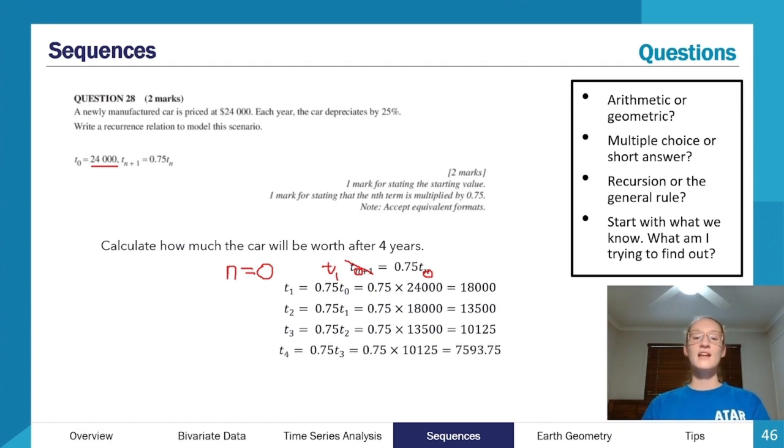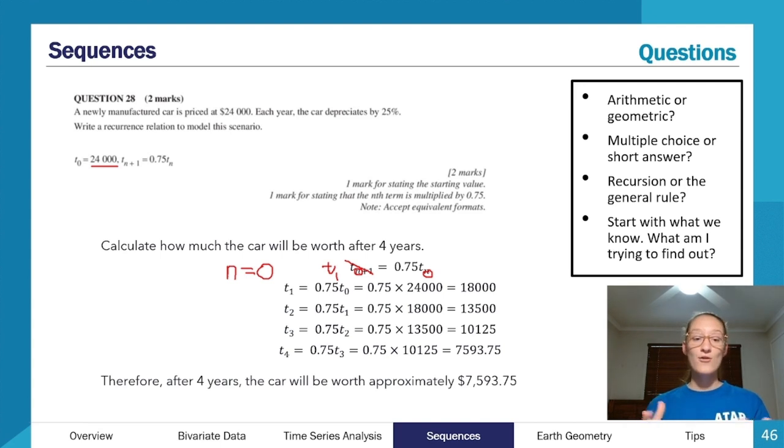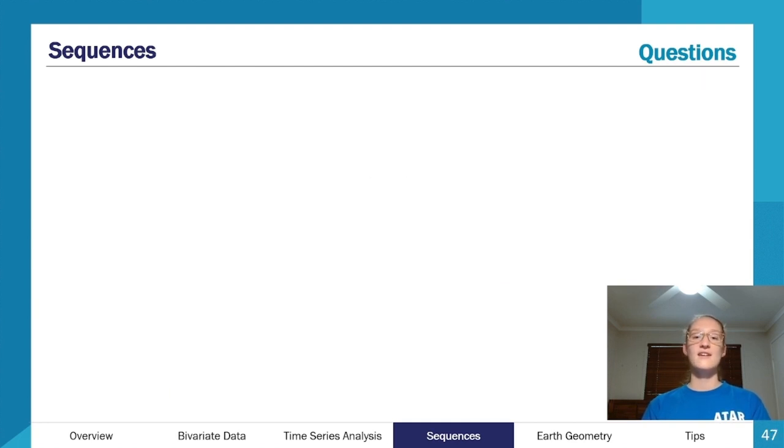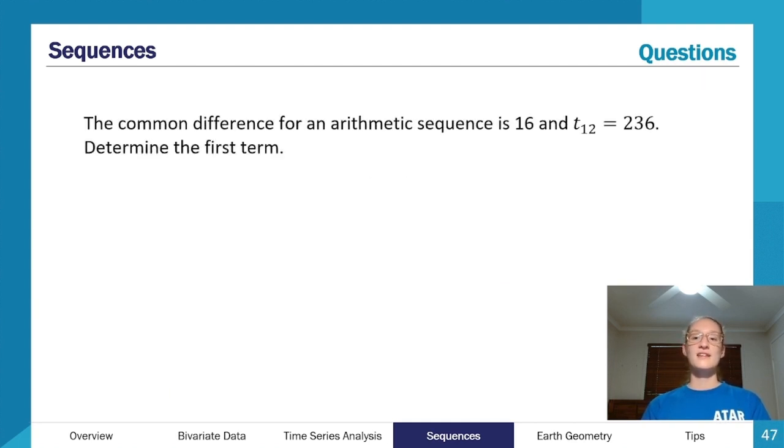We apply the rule again, we apply the rule again, and now we've actually answered our question. So therefore, after 4 years, the car will be worth approximately $7,593.75. So that's our question there. Okay, awesome. Next question. The common difference for an arithmetic sequence is 16.